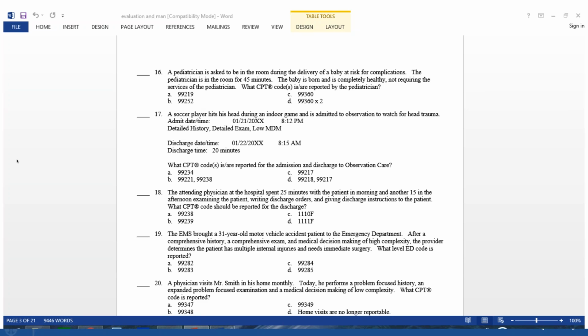Look at my number 17. When did they come in? They came in on January 21st. When did they leave? They left on January 22nd, right? So how many codes am I going to need? You're going to need 2 codes. Do you remember? Come in one day, leave the other day. Look at A, B, C, and D. I said you're going to need 2 codes, right? What are those 2 codes going to be? Or what answer is it for number 17?